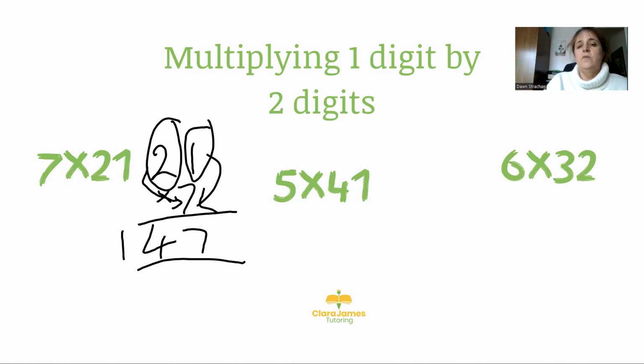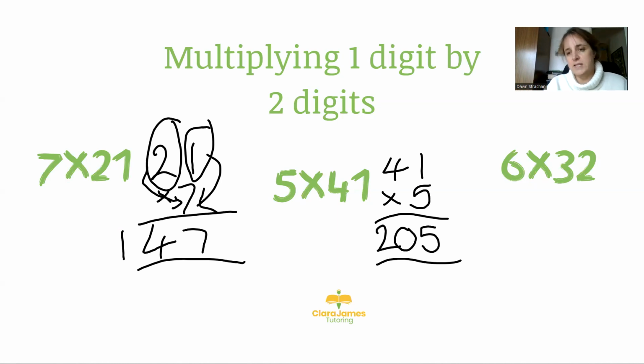Okay, so for the next example, we've got 41 times 5. So I go 1 times 5 and then 4 times 5. And once again, the second digit coincidentally, when I times that by that, gives us a 2-digit number, and I can just pop that straight in.